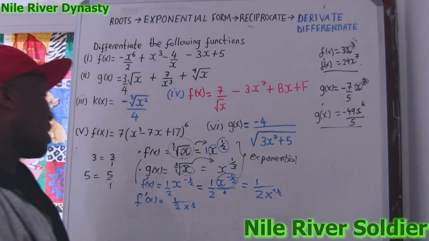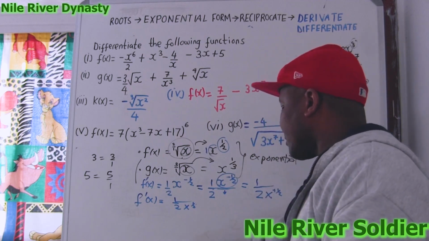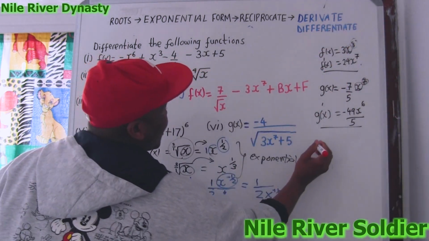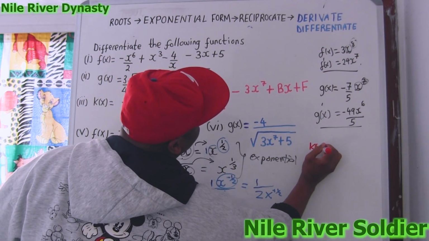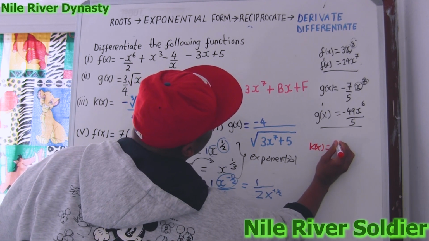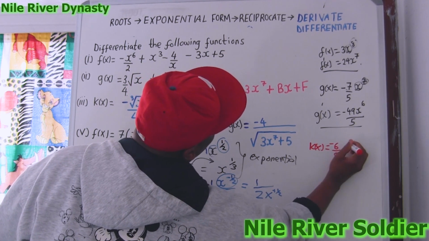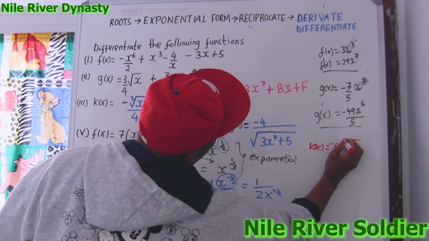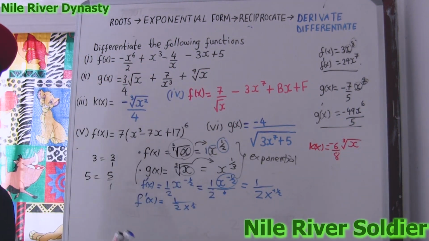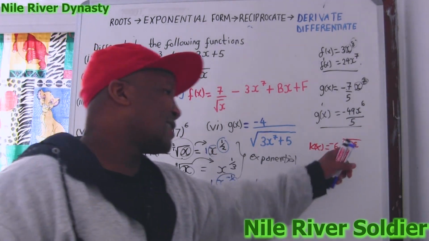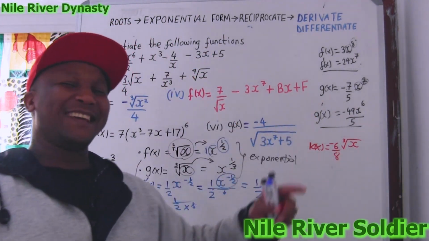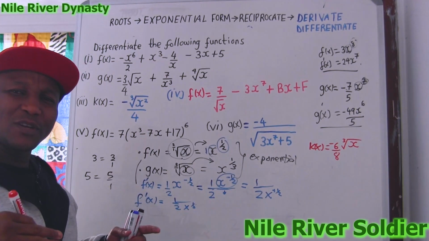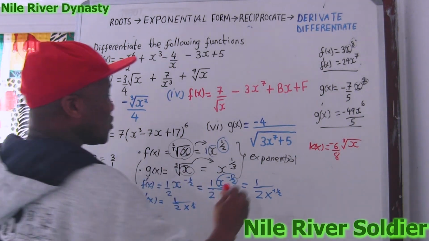Okay, let's take a few more. So somebody gives you, for example, k of x equal to negative 6 over 8, and then they give you the cube root of x. So you cannot differentiate if it's in a root form. Root is like this. You see? That's the hat over there. So we don't need the hat. So I'm going to have to change it.